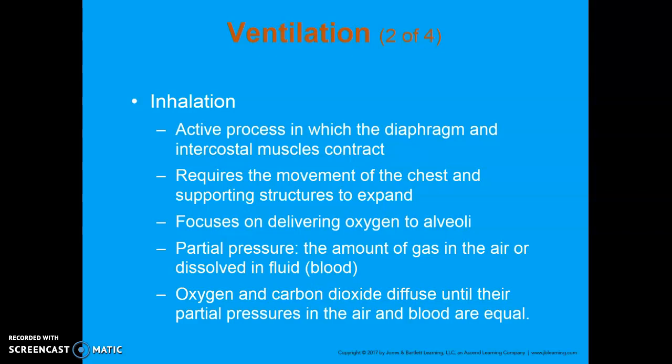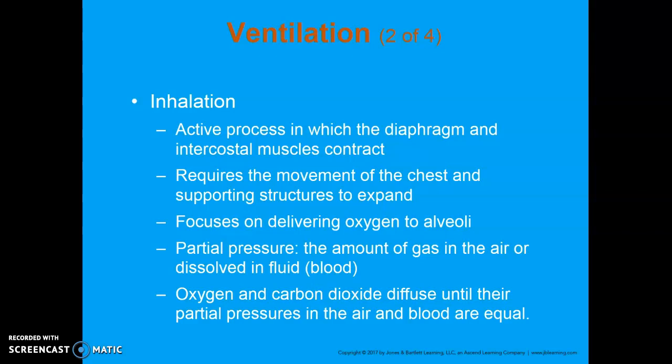Along with your diaphragm, you have intercostal muscles that contract as well to lift your rib cage up away from your lungs, again, helping with that negative pressure within the chest. The whole point of ventilation is to get oxygen in. So we're trying to draw air in all the way down to the alveoli so that it can actually exchange.